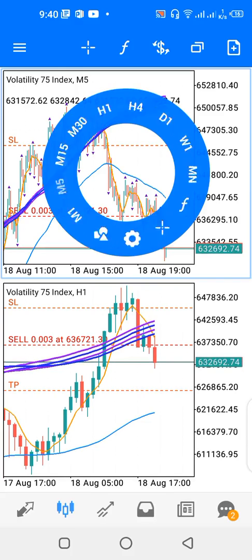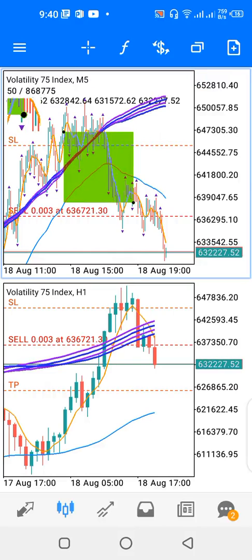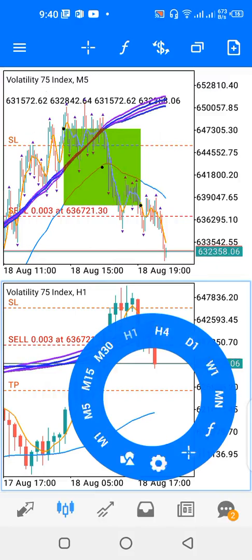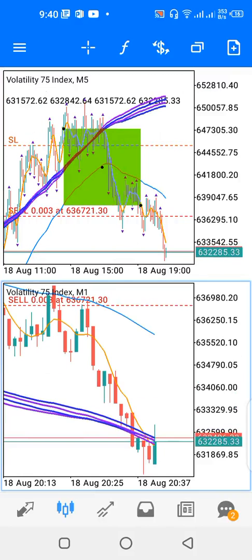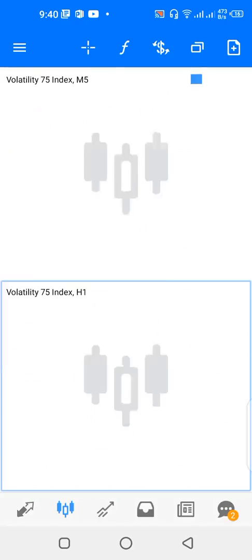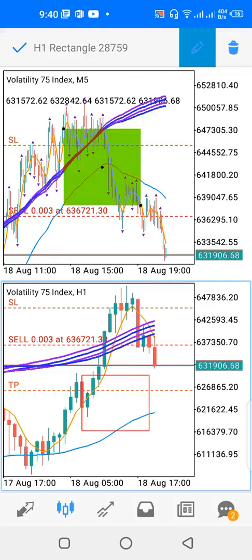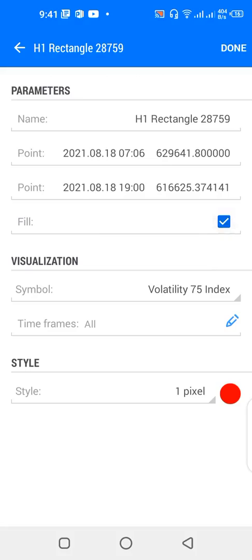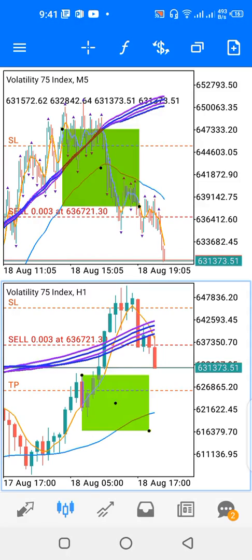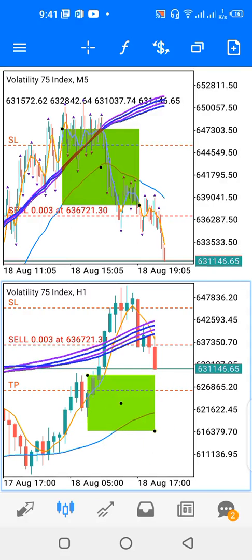I have the upper window with a low time frame, the 5 minute time frame, and I have the lower window with a higher time frame, the 1 hour time frame. Excuse me, I'm just going to add some fill and some color. That should be it. So this is my lower window with the 1 hour time frame, which is the higher time frame.